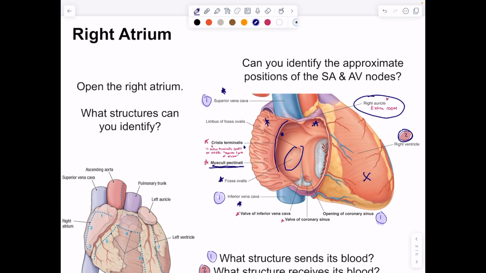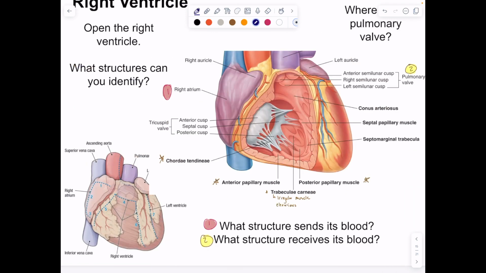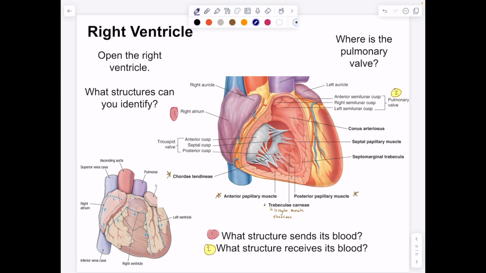We do have the SA node in here. The AV node is going to be approximately right here near the opening of the coronary sinus, which we said was where the great cardiac vein and the small cardiac vein drain into. In the right ventricle, we have the tricuspid valve separating the right ventricle from the right atrium. The structure sending its blood to the right ventricle is the right atrium. And what structure is getting blood from the right ventricle? It's the pulmonary artery, which is going to the lungs.